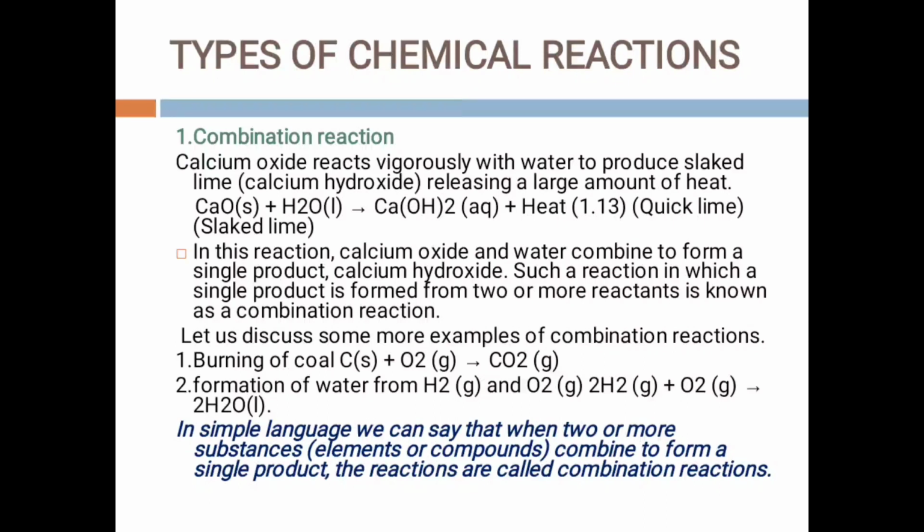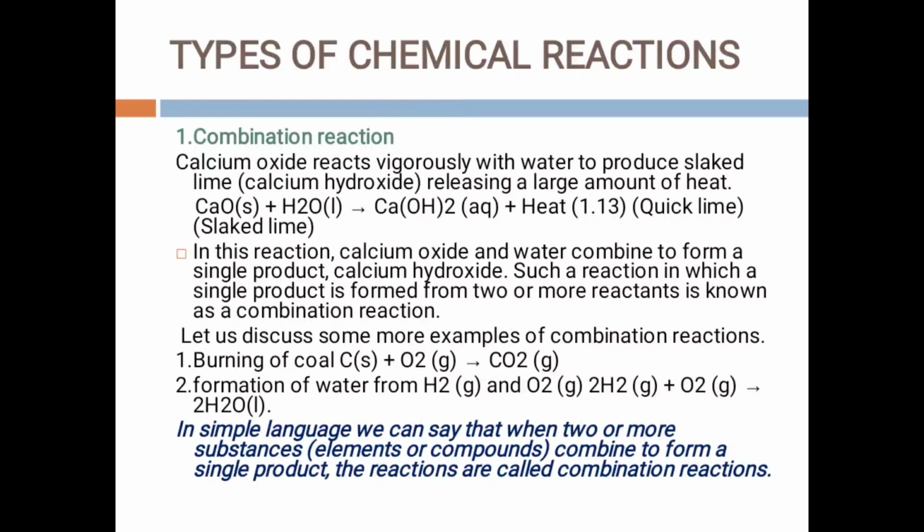So here's an example of combination reaction wherein we can see that calcium oxide is reacting with water to give calcium hydroxide and is also releasing heat. Now here what we can observe is there are two reactants, that is calcium oxide and water, getting combined to give a single product, that is calcium hydroxide. So we can say that a combination reaction is a reaction wherein two or more reactants combine with each other to form a single product.